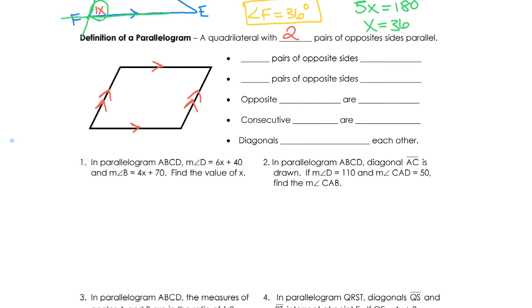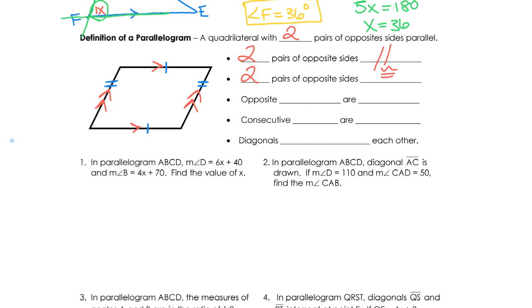Okay? So right off the bat, it has two pairs of opposite sides parallel. It also has two pairs of opposite sides congruent. So not only is this side parallel to this side, it also has the same length as it, as well as the left side and the right side, so we can tick mark them. Okay.